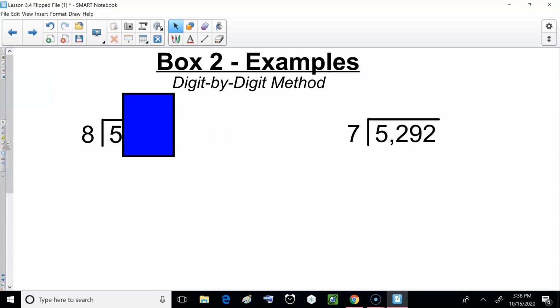All right. And with that, can 8 go into 5? Well, if I have 8 things and I only have 5, I can't give them 1 each, so it's going to be nothing in the hundreds place value.